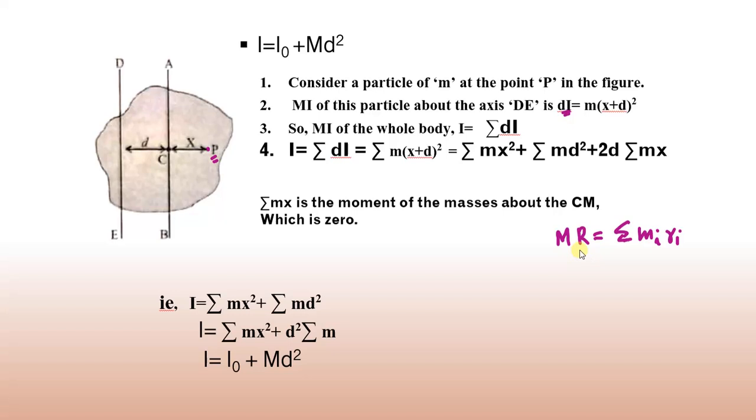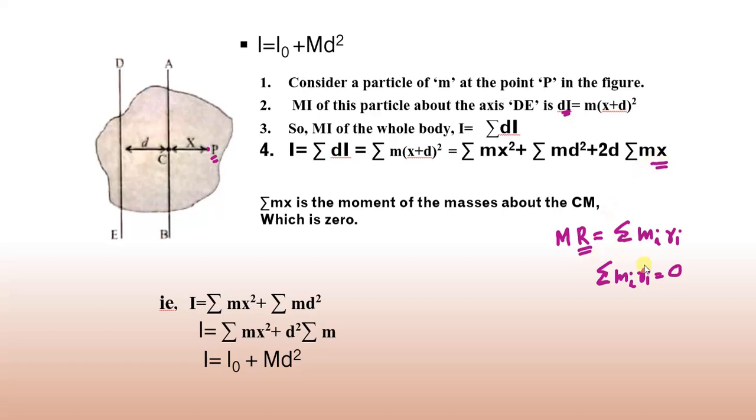Now, this capital R is the position vector of the center of mass. If we take the center of mass as the reference, as the origin, then R will be equal to 0. So, sigma mi ri will be equal to 0. Now, in sigma mx, x is the distance from the center of mass. So, with respect to the center of mass, we are taking m into x, which we can call the moment of the mass about the center of mass.